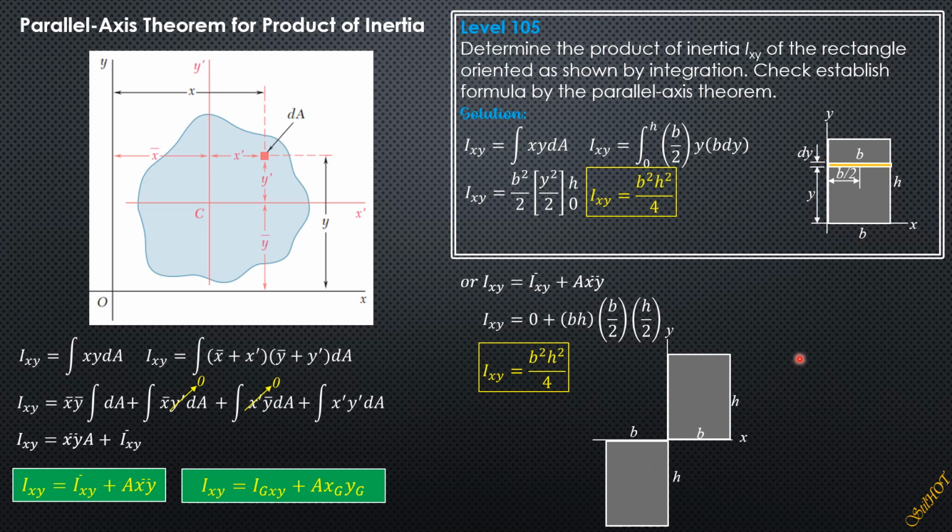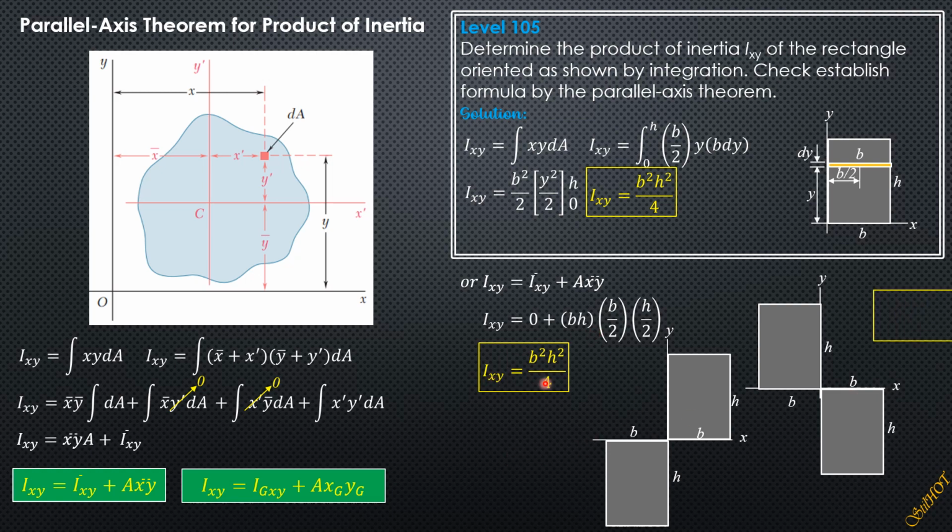But if this is oriented so that the rectangle lies in the second and in the fourth quadrant, barred x and barred y will have opposite signs. Therefore, the product of inertia with respect to the xy axis would be the negative of this formula. So negative b squared h squared over 4, and also here negative b squared h squared over 4.